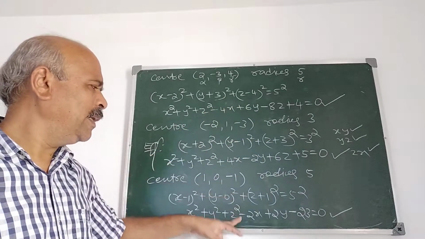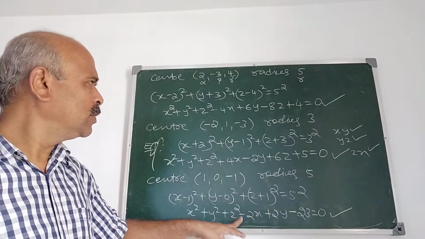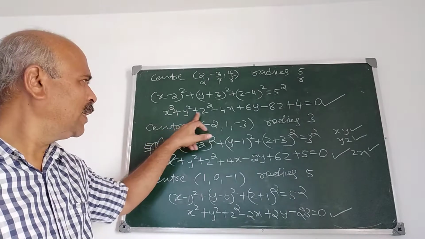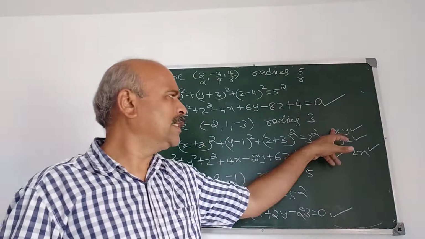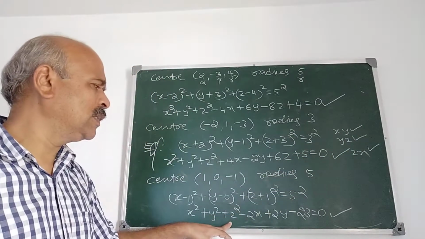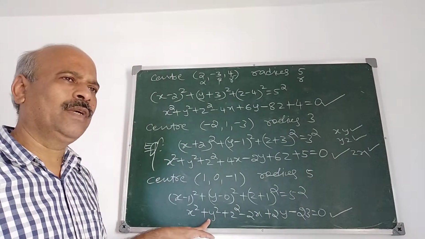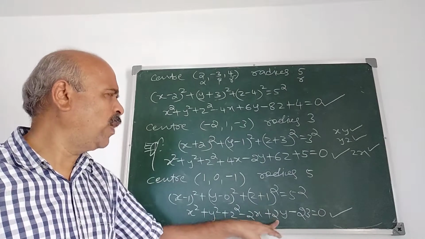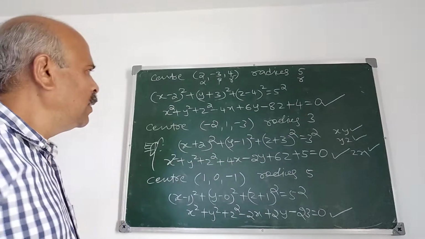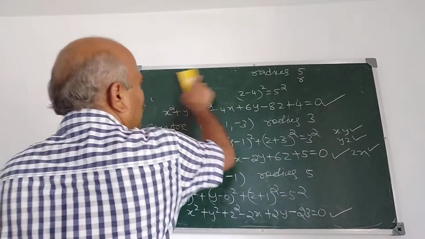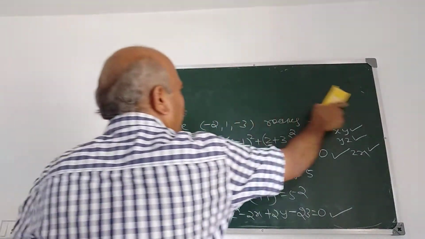And in all the three problems, what we observe is the coefficient of x², y² and z² each is 1, and there is no xy, yz, zx term. After these x², y², z², we have x, y, z terms. And the converse is also true.